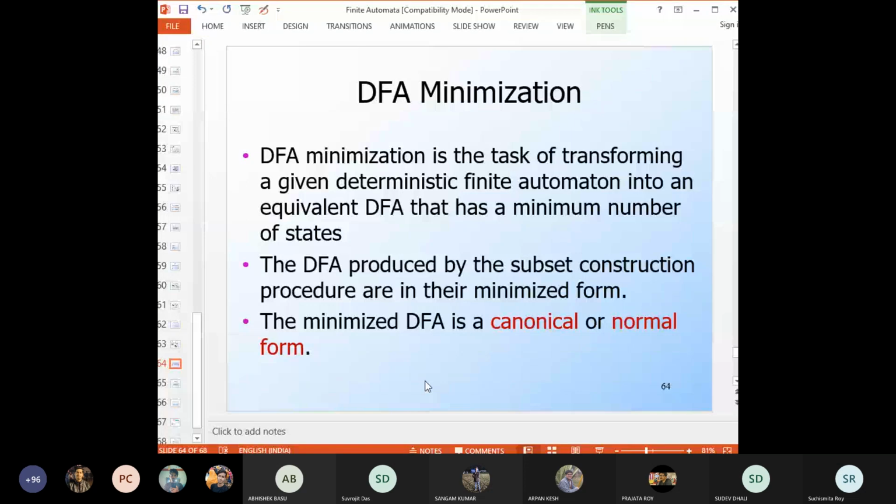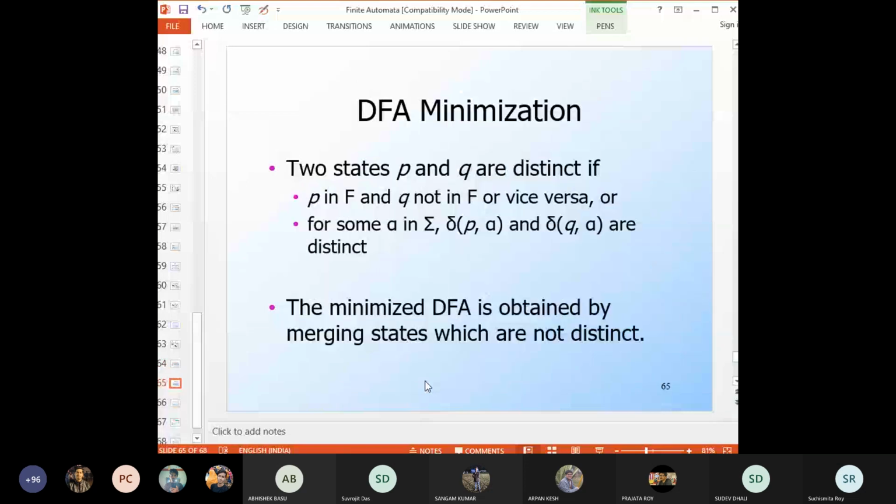But it is possible that you have been given a DFA which is not state minimized and you're asked to minimize it. Then how will you go about it? Okay, so let's first look at distinct states. Okay, so two states P and Q are distinct.